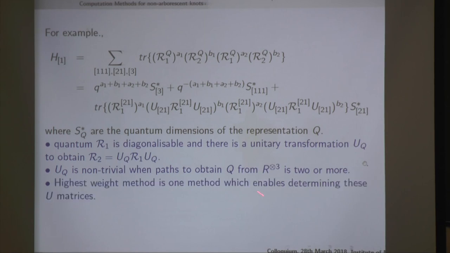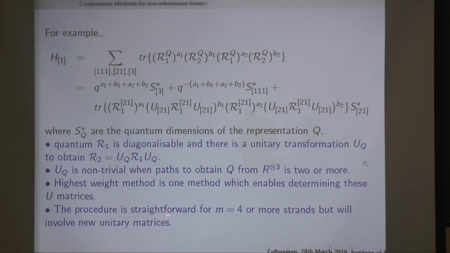Yeah, so this is what I was saying. Essentially, if I want to write the polynomial form here, I need to work out these UQs for the non-trivial cases. It's non-trivial when there are two or more paths. We need to work this out, and there are two methods. One is this highest weight method, where you determine these U matrices.